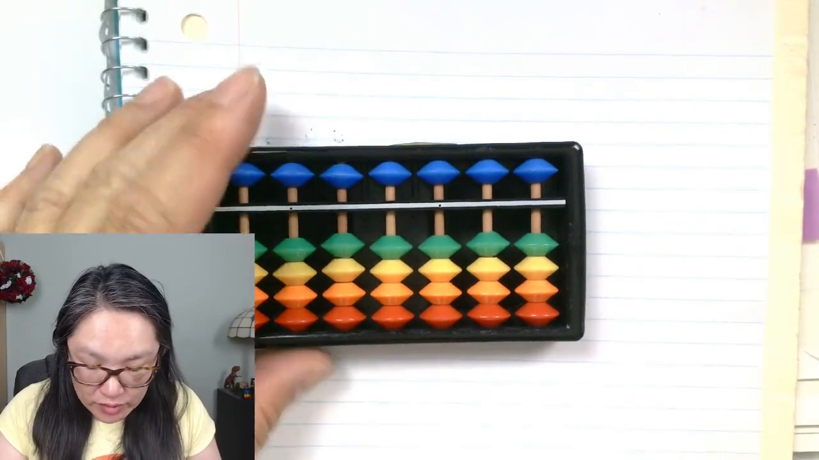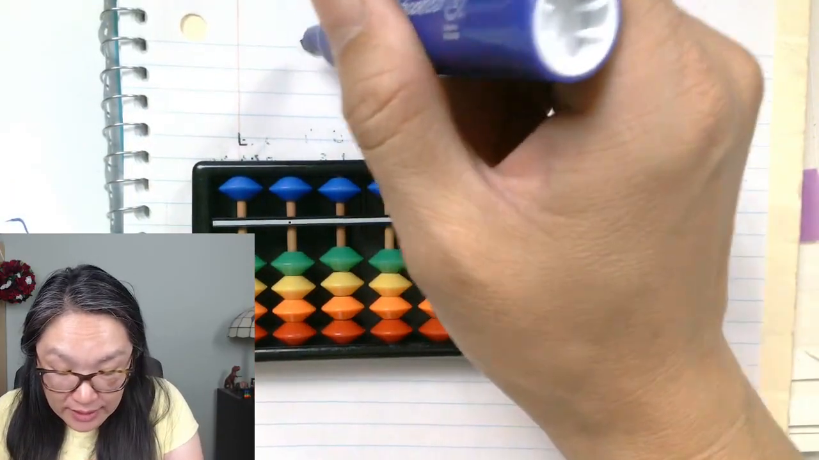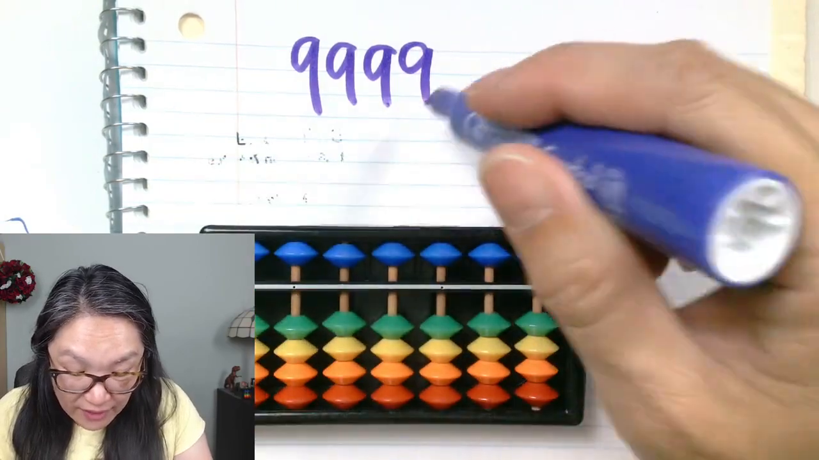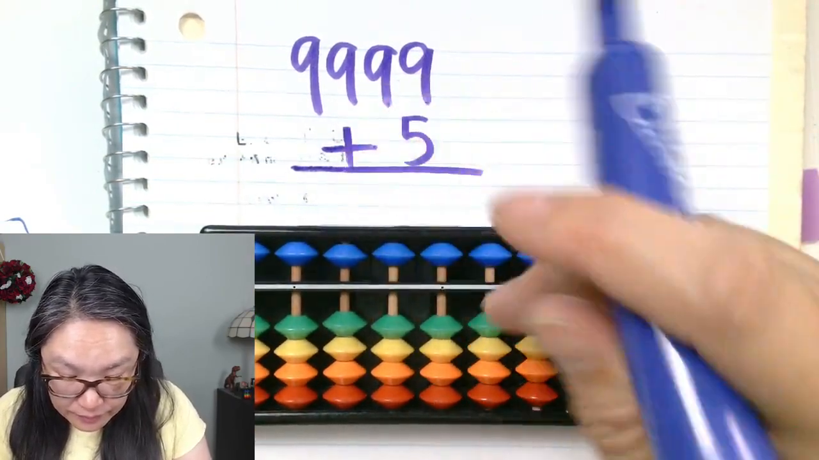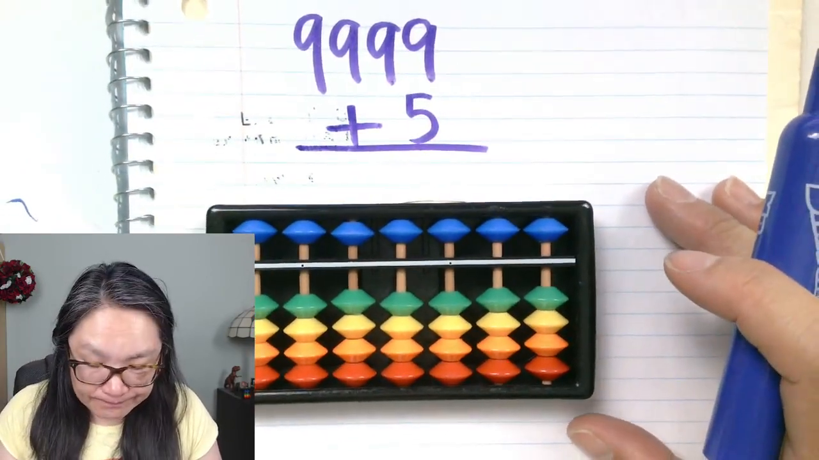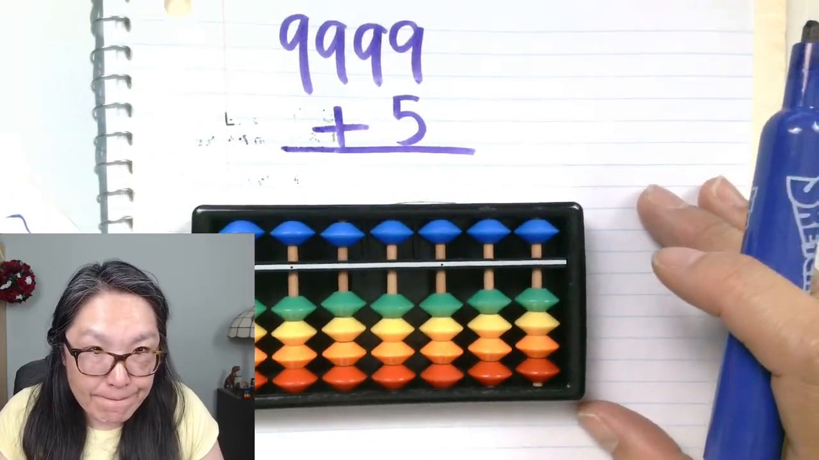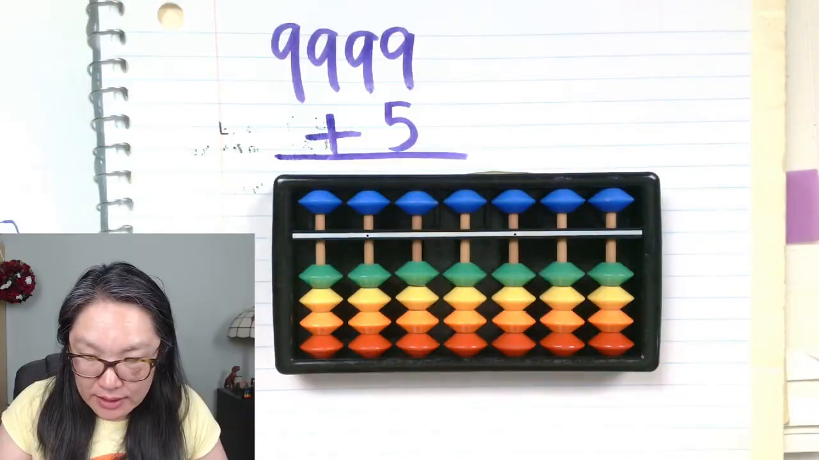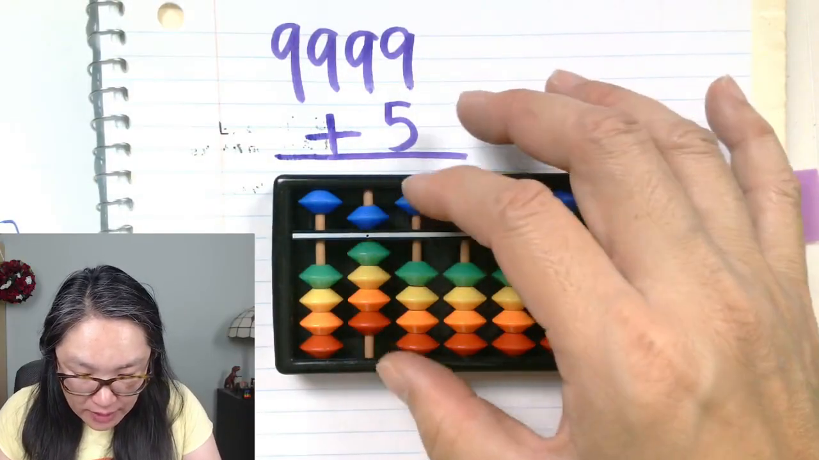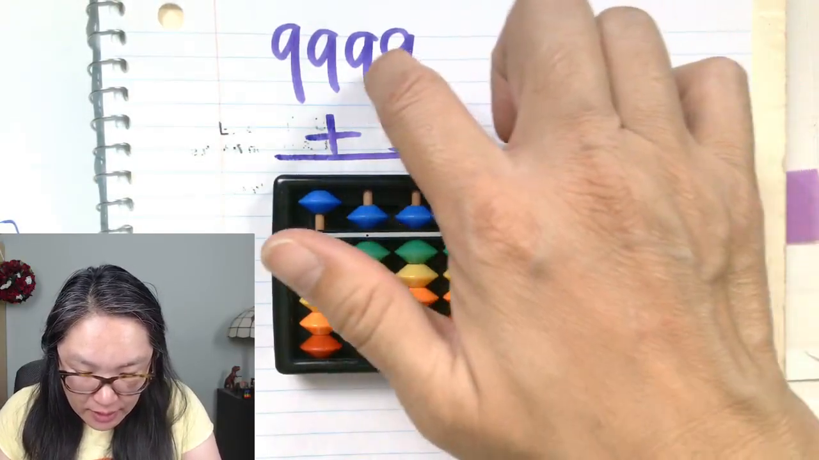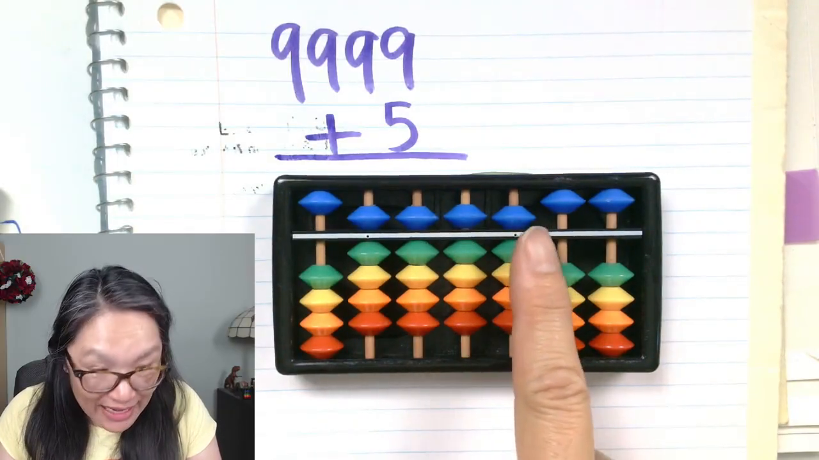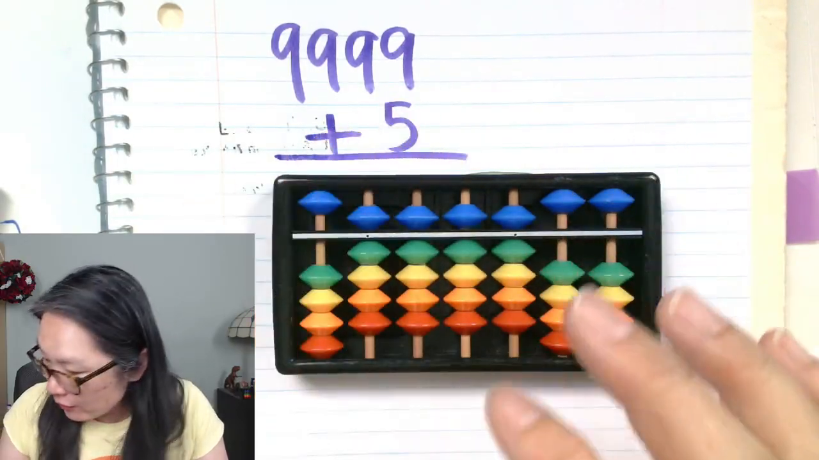So what we're going to do is let's do 99 plus 5. Why? Is it hard? It's not that hard. Because you're going to see that there is a number pattern. So we do 9,999, and we want to add the 5. When we add the 5, we're over here.